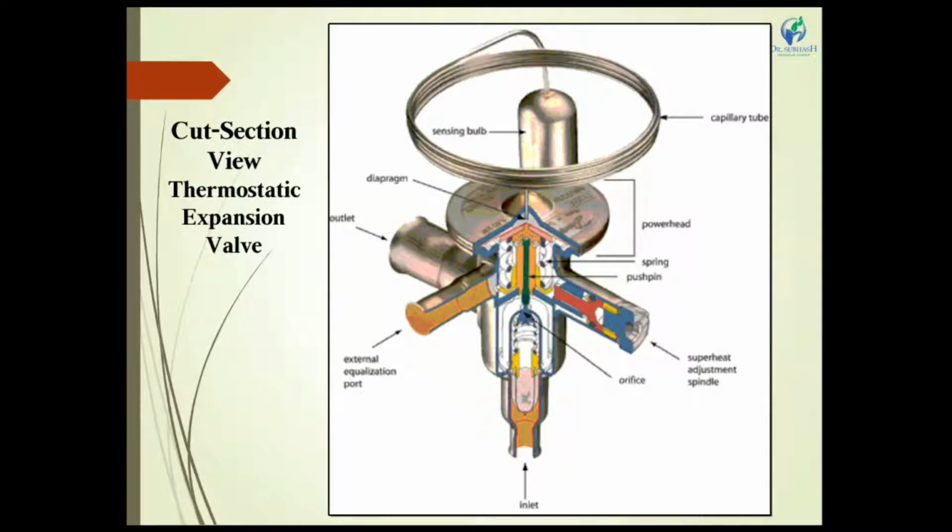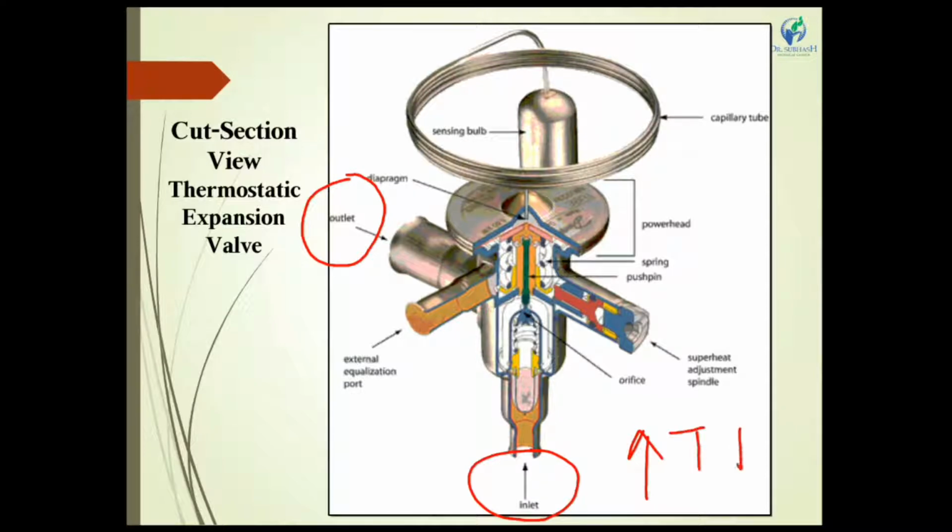This is the cut section view of the thermostatic expansion valve. We have to know all these notations. There is an inlet where the refrigerant enters into the thermostatic expansion valve. Here is the outlet. The refrigerant comes out from the thermostatic valve. At the inlet condition, the temperature of the refrigerant is higher.